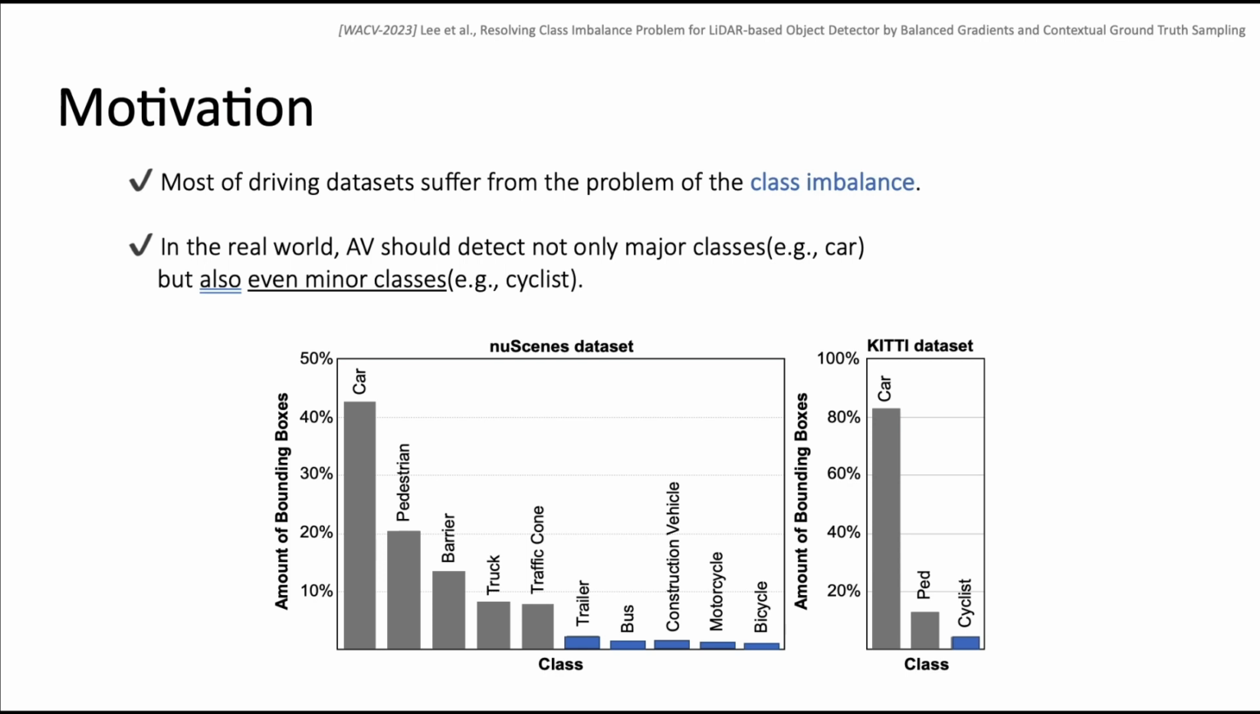Most driving LiDAR point datasets suffer from the problem of class imbalance. As you can see below, for instance, car is the most major class, whereas cyclist or motorcycle is one of the minor classes. However, in the real world, AVs should detect not only major classes but even minor classes. It is a very important problem. Therefore, in this paper, we present a way to solve this class imbalance.